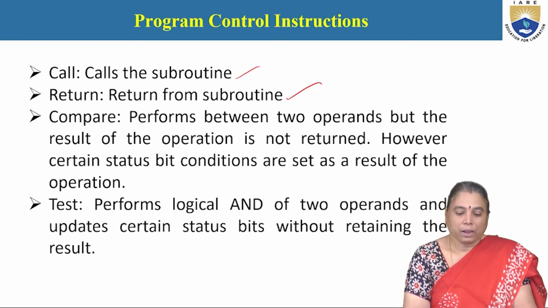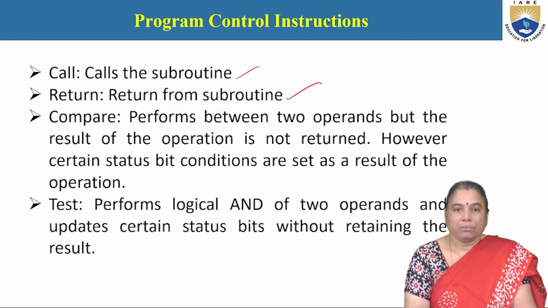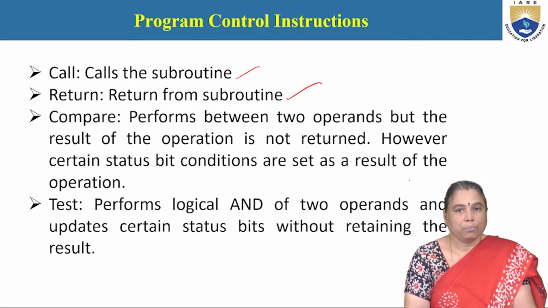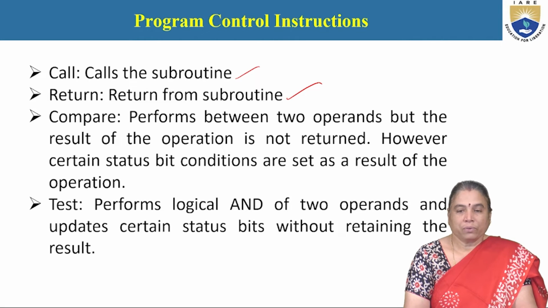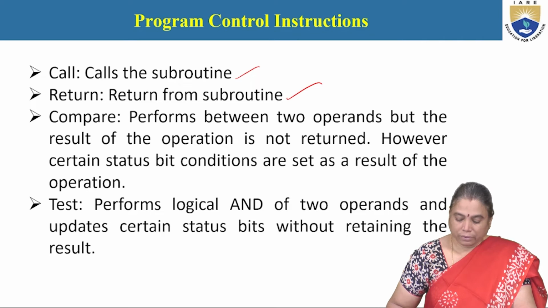Next instruction is the compare. Comparison is performed between the two operands, but the result of the operation is not returned. However, certain status bit conditions are set as a result of the operation. We'll discuss what the status register bits are. Next is test. It performs a logical AND of two operands and updates certain status bits without returning the result. So these are the program control instructions available.